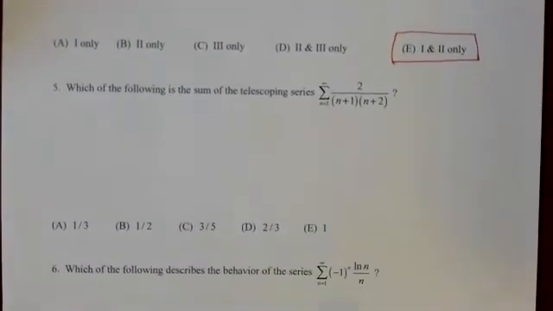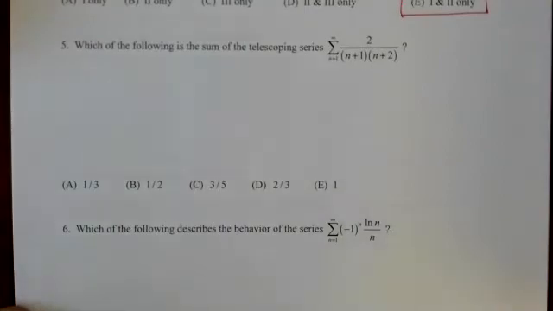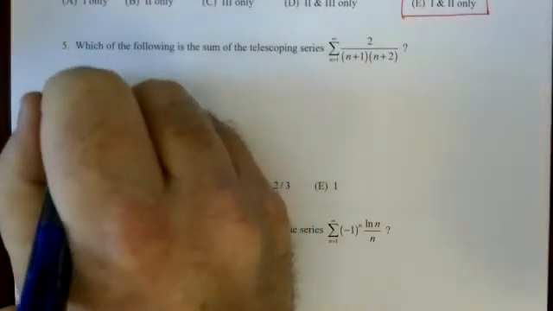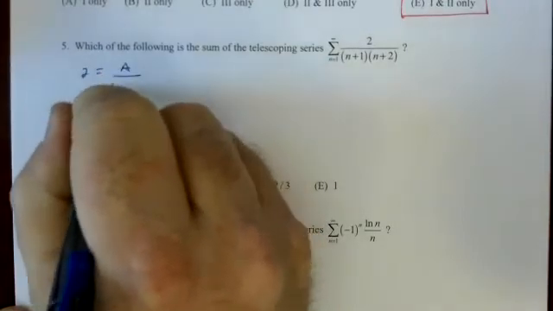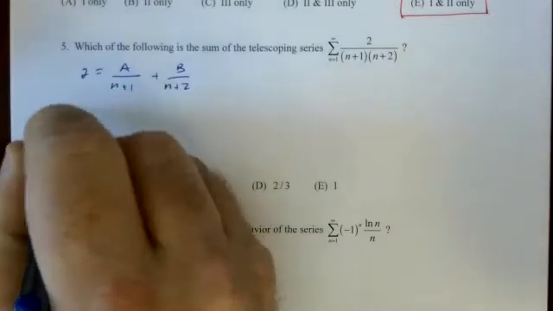Which is the sum of the telescoping series? By the way, I've never seen a telescoping series on the AP exam. I mean, it's kind of cool, but it really doesn't matter. So we do this nonsense. 2 equals a over n plus 1 plus b over n plus 2.